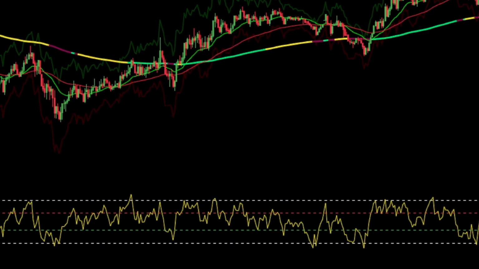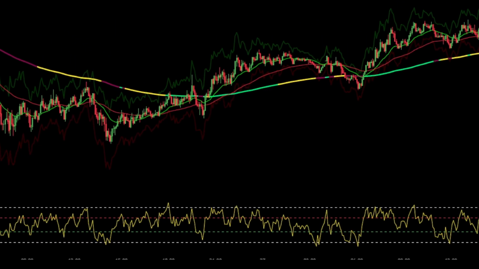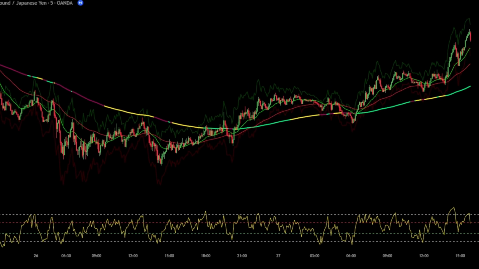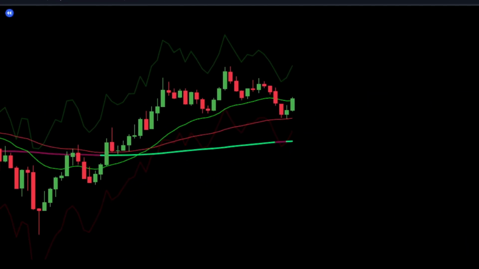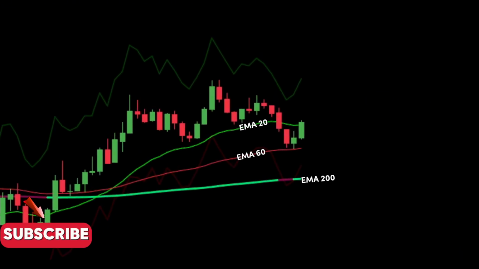To make things clearer, let's discuss how to place buy and sell orders using this scalping strategy. How to place a buy order. If the EMA 20 line crosses or is above the EMA 60 line, and both EMA lines are above the EMA 200, this indicates a bullish trend. In this situation, your main focus is to find the best point to place a buy order.